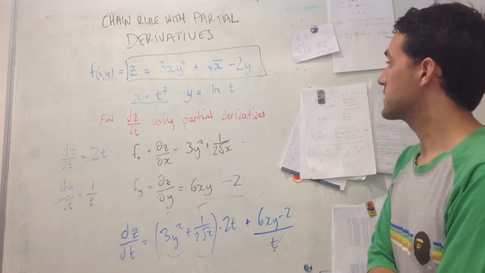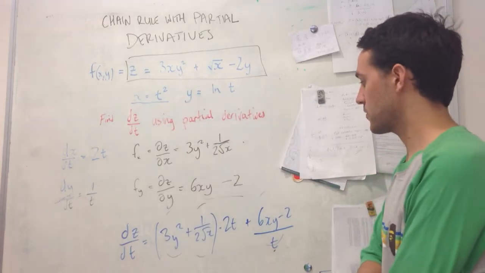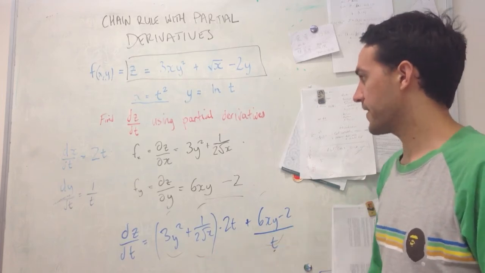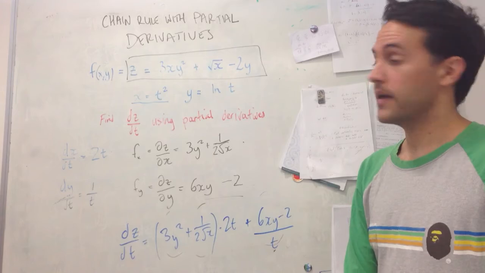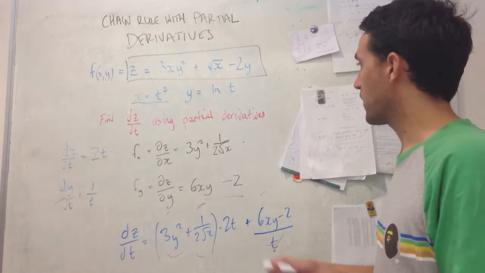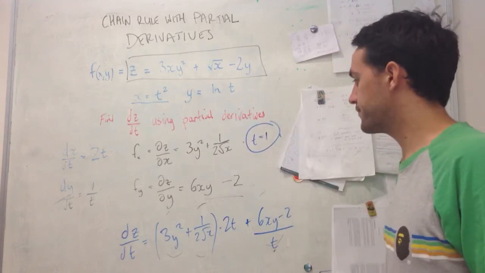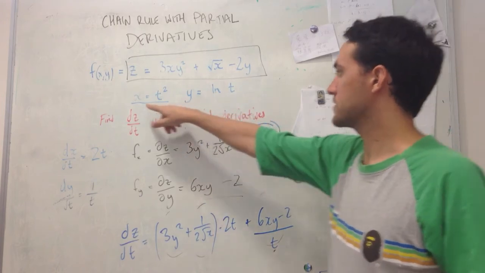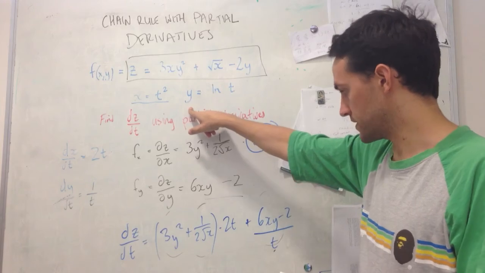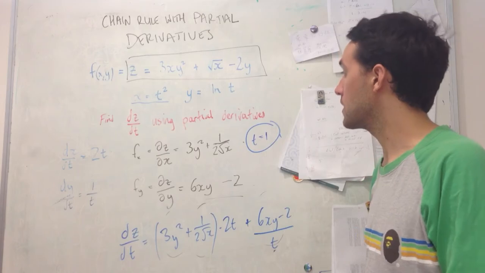If we wanted to get rid of the t's, we could do some transposing and express t in terms of x, but for the moment, often we're asked to evaluate things for a given value of t. So here we could look at what happens when t equals 1. Then of course x is equal to 1, y is equal to 0, and we can make our substitutions there as needed.